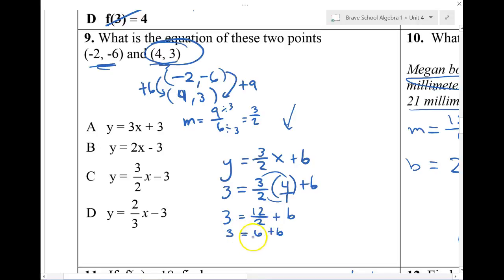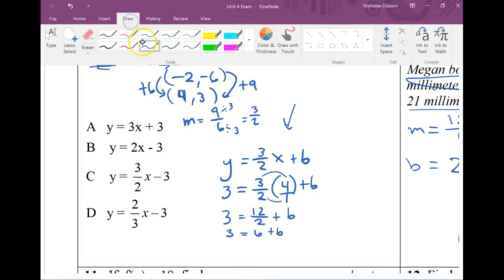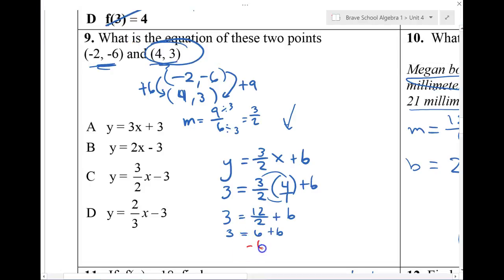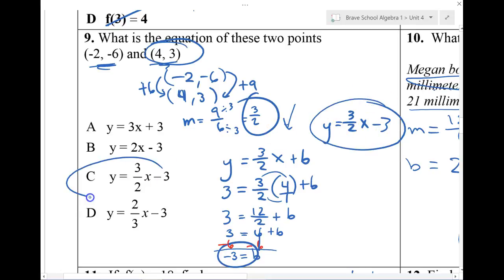And the last step here is we want to get rid of that 6 so we can get b alone. So then what we'll do is subtract 6 from both sides. Okay, because remember, if this is positive, we subtract right below. And then bring the b down, and 3 minus 6 is negative 3. So there's our b. So our slope is 3 over 2, so 3 over 2x, and our intercept is negative 3. So there's our equation, which is letter C.